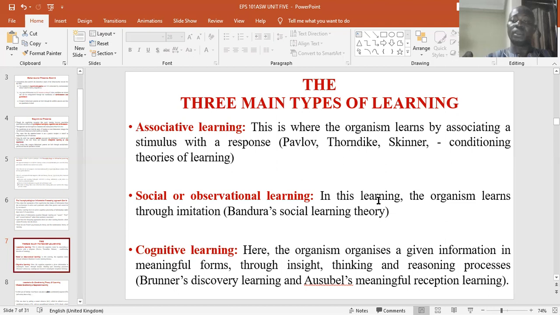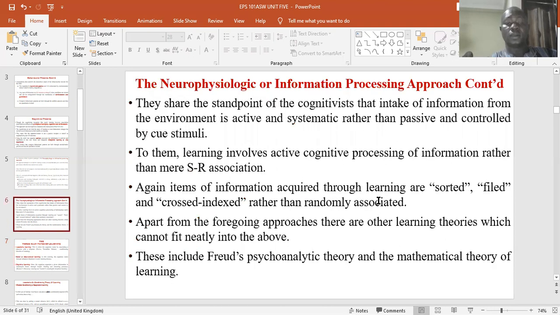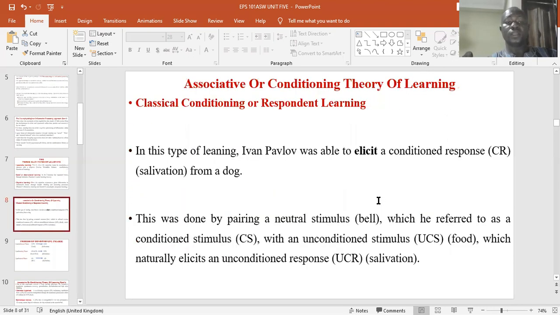So we are going to talk about them individually so that you appreciate how they explain learning and how you can also employ any of their techniques in order to improve upon the learning of your students that you'll be engaging very soon. With the associative learning theories, the first one is Ivan Petrovich Pavlov. He proposed classical conditioning.